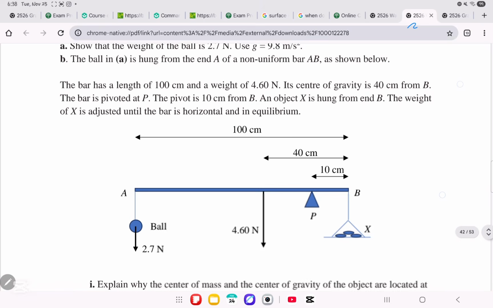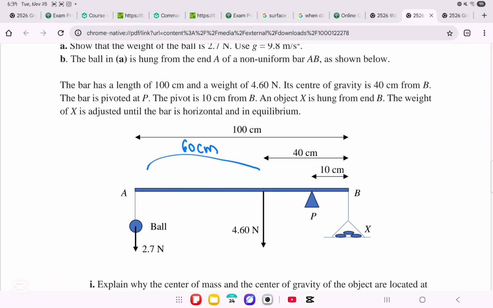Okay, so it's a non-uniform bar, meaning that the weight would not be at the center. The bar has a length of 100 centimeter and a weight of 4.60 newtons. Its center of gravity is 40 centimeters away from B, meaning that it's also how much away from A? It's 60 centimeters away from A. The bar is pivoted at P. The pivot is 10 centimeters from B. An object X is hung from the end of B. The weight of X is adjusted until the bar is horizontal and in equilibrium.